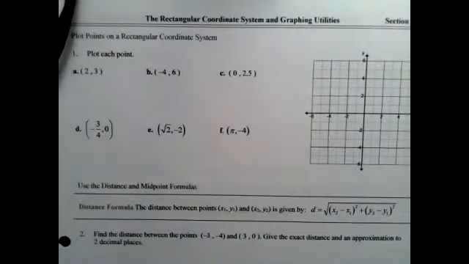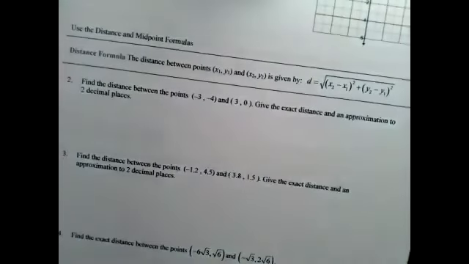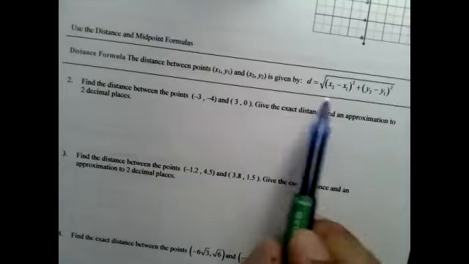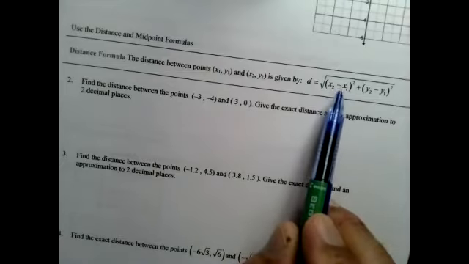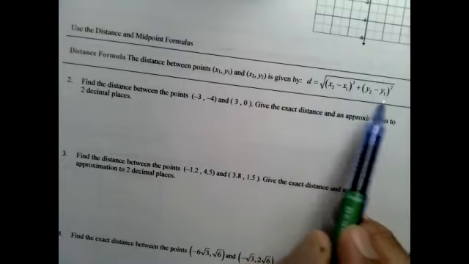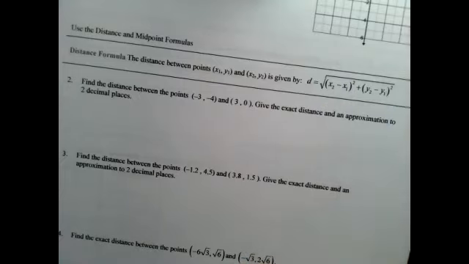Let's see what we got. We have lecture notes for section 2.1. Plot each point. I think we're okay with that. We don't really need to work on plotting each point. But let's come down here and find the distance. Number 2, let's do the distance between those two. And remember, again, it was how far apart were the x's? I squared them, plus how far apart were the y's? And I squared them.